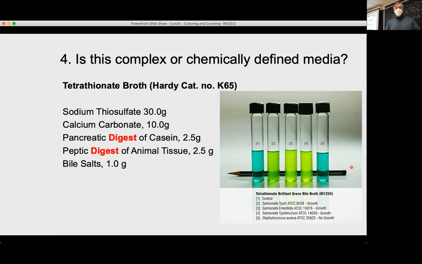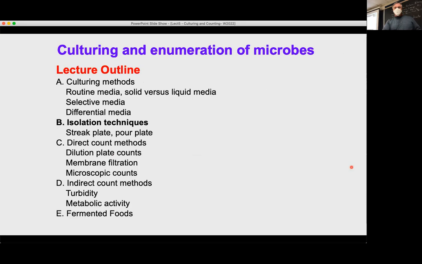Sodium thiosulfate, calcium carbonate, 10 grams, pancreatic digestion of casein, peptic digestion of animal tissue, and bile salts. So what do you guys think? Yeah, exactly. It's a complex media because it's not chemically pure. It's got these digests in it. Okay, so that's part A of the lecture.